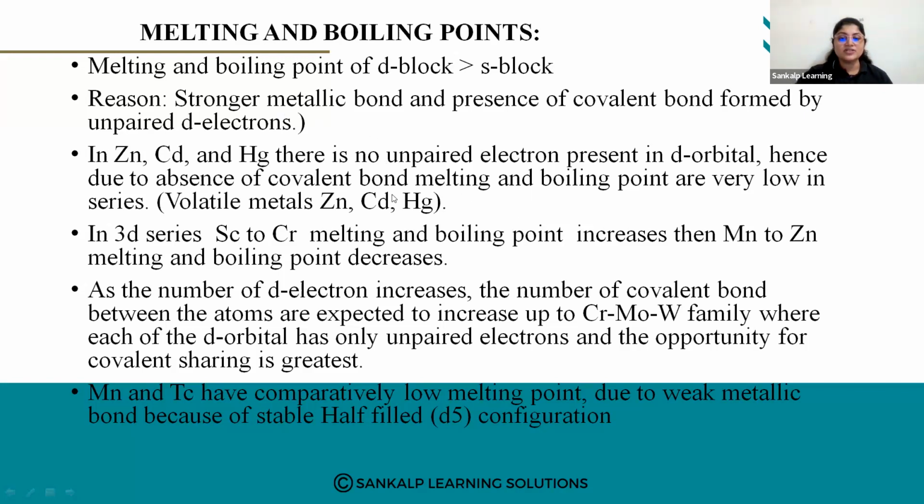So remember, the first 3 points are very important. The first 3 points: melting point and boiling point of D block is greater than S block. What is the reason? Due to stronger metallic bond and presence of covalent bond, which is formed by unpaired d electrons. And in zinc, cadmium, and Hg, there is no unpaired electron. So because of this reason, there is absence of covalent bonding and melting point and boiling point is very low. And these are volatile metals. So these 3 important points you remember in melting and boiling point.